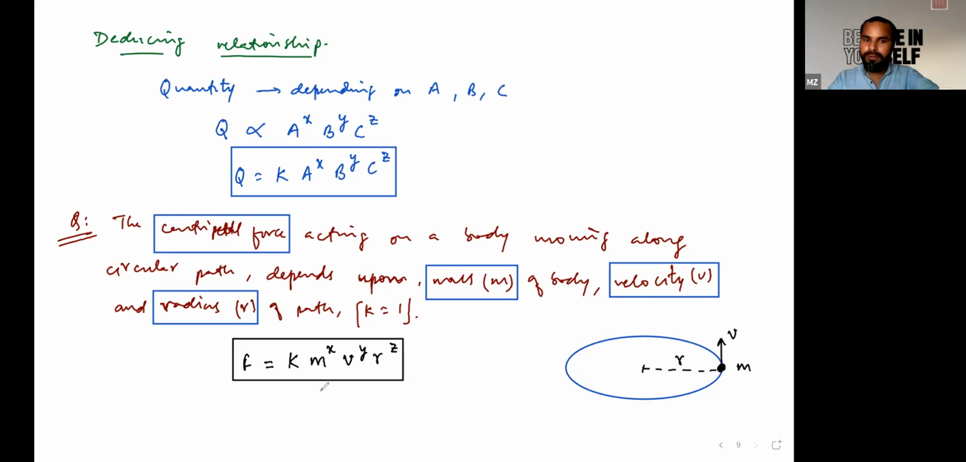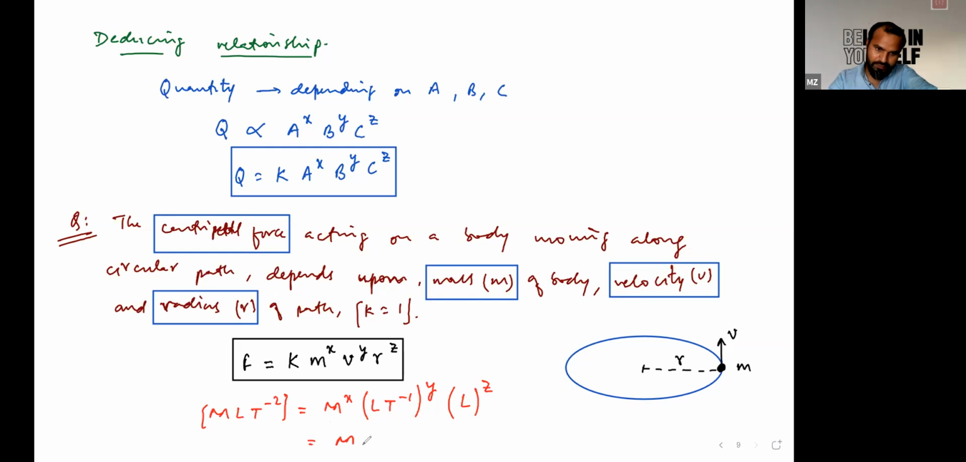Now, the principle of homogeneity states that if two physical quantities are related with an equals sign, it means the dimensional formula of the left-hand side and right-hand side should be equal. So for that reason, just put the dimension of each part. For the left-hand side, it is M L T to the power -2 for force. K is just a proportionality constant, which may be any numerical value and is dimensionless, so neglect it. M raised to the power x. V is L T to the power -1, whole raised to the power y. R is length raised to the power z.